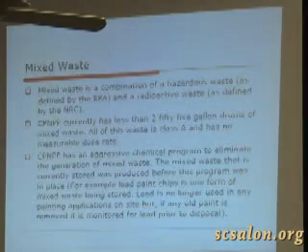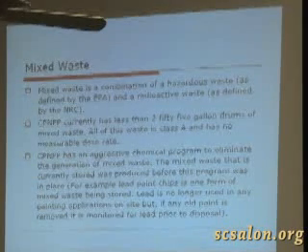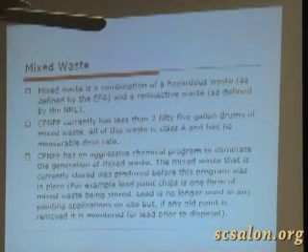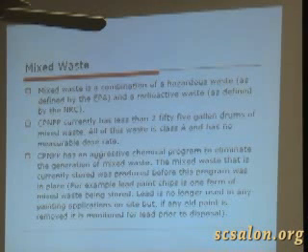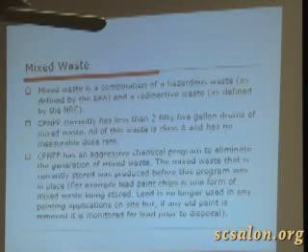Mixed waste. Mixed waste is a combination of hazardous waste as defined by the EPA and radioactive waste as defined by the NRC. Currently, we have less than 2 55-gallon drums of mixed waste. All this waste is Class A, and we have no detectable readings on it. We know that it's radioactive because we use some other sensitive equipment to identify it.